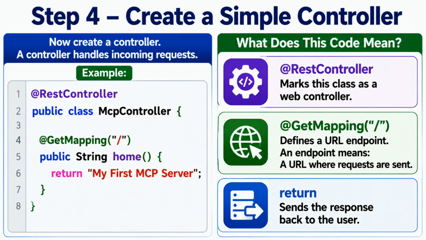Step 4. Create a simple controller. A controller handles the incoming request. Here you can see the example. Here you can see @RestController, which marks this class as a web controller. Here you can see @GetMapping and inside that a slash, which defines a URL endpoint. An endpoint means a URL where requests are sent. When you call this particular URL endpoint, it sends the response back to the user.